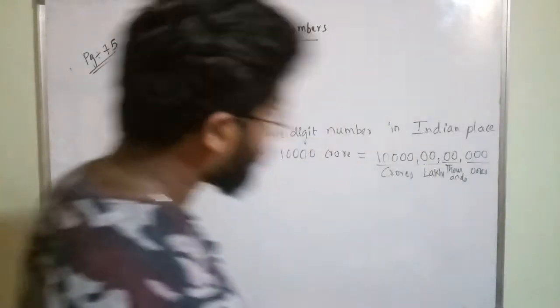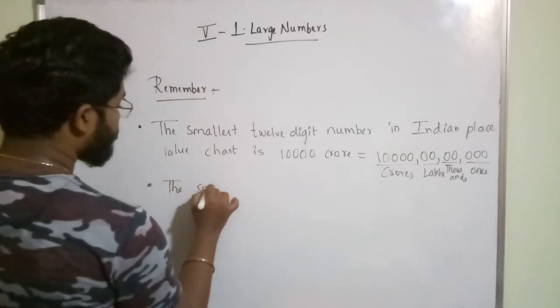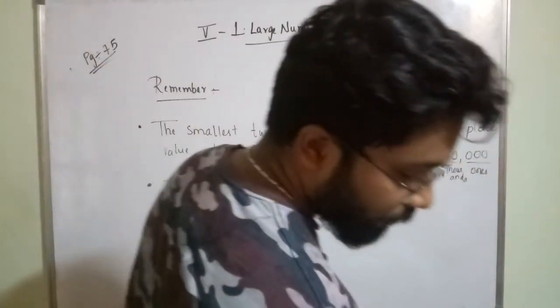Clear? Next one, the smallest 12 digit number.